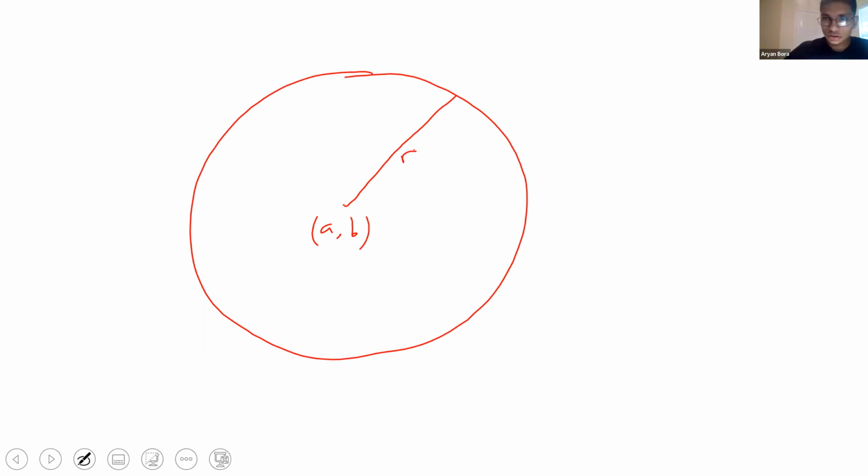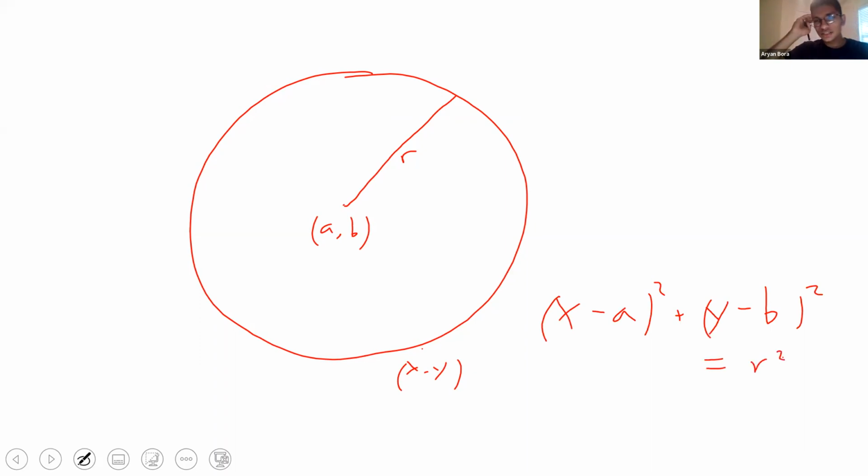Then we can just describe, let's say (x, y) is a point on the circle. Then we can say that (x minus a) squared plus (y minus b) squared is equal to r squared. Basically, this is just Pythagorean theorem and distance formula all over again. If we square root it, we'll see basically the exact same thing as distance formula, where the distance from a point on the circle to the center is equal to r.